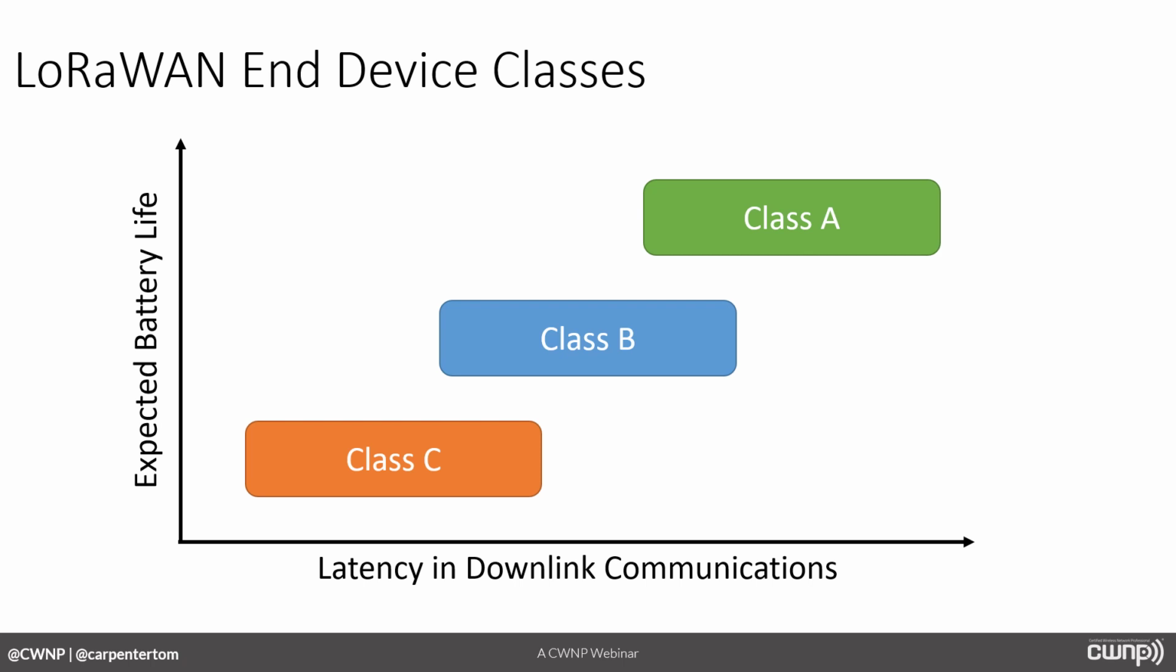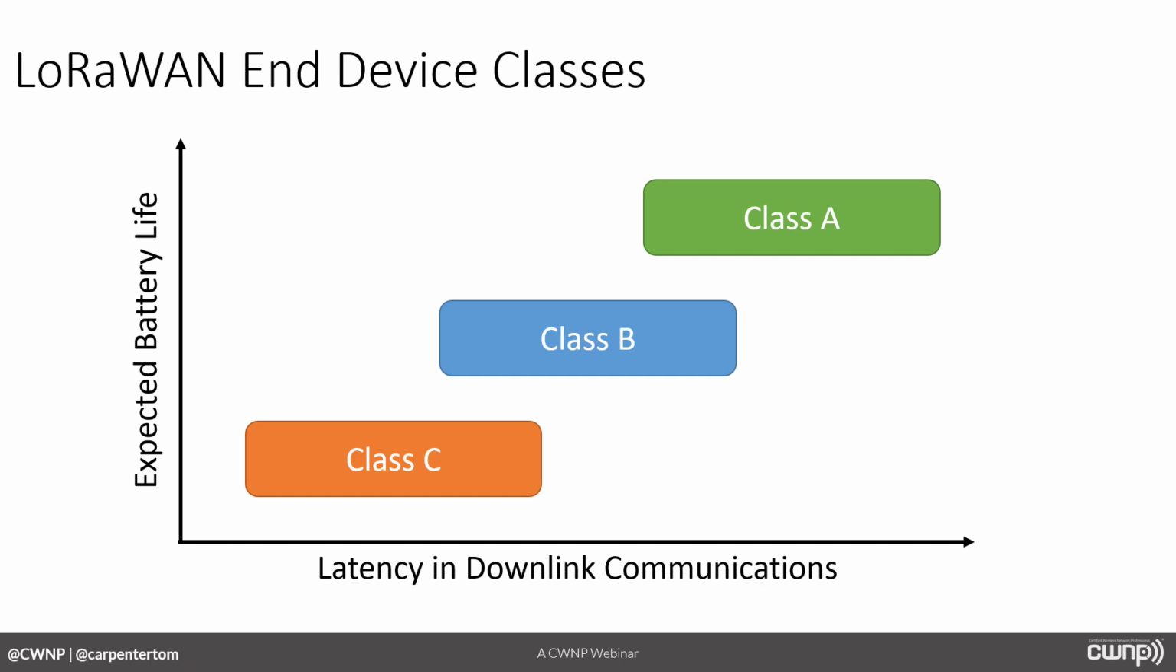So what are these 3 classes of end devices? Class A, B, and C. Well, the simplified view is that Class A gives you the greatest battery life, but the highest latency in downlink communications. That is to say, when you need to get a message to a Class A end device, it's going to take longer to get it there than it will to get it to a Class B, or it'll be longer for Class B than it will for Class C.